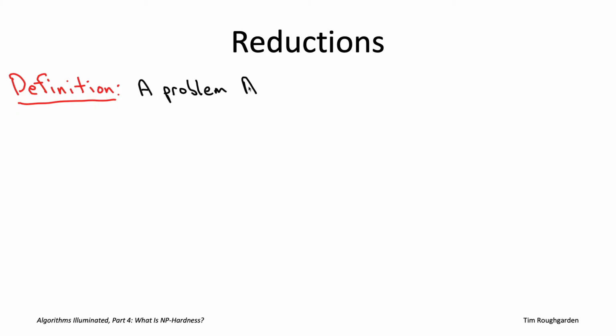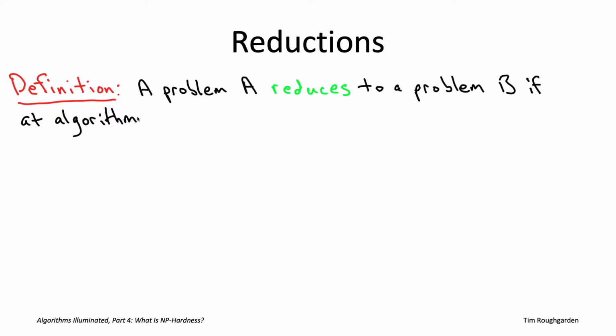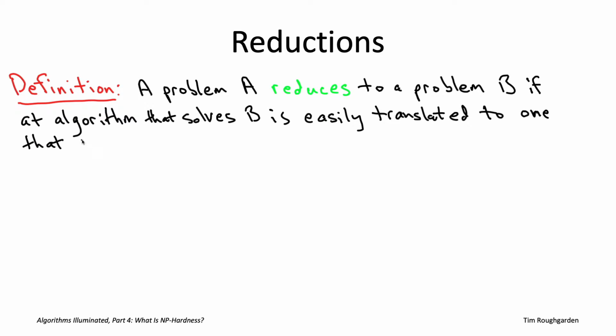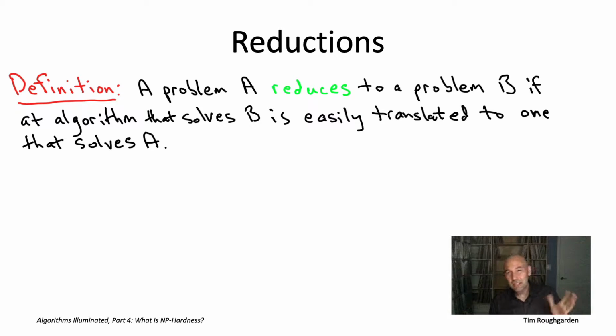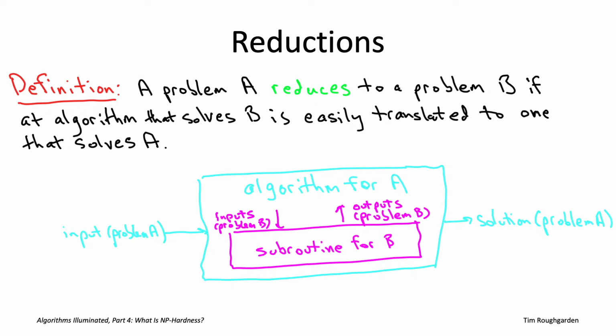Well, we're going to say that the first problem, A, reduces to a second problem, B, if any algorithm solving B is easily translated into an algorithm that solves A. And this is still not really a precise mathematical definition because I haven't said what I mean by easily translate. So let's consider the following picture. Here's the way to think about this picture. You want to imagine someone gives you on a silver platter this magenta box, kind of a magic box that can just at will solve the problem B.